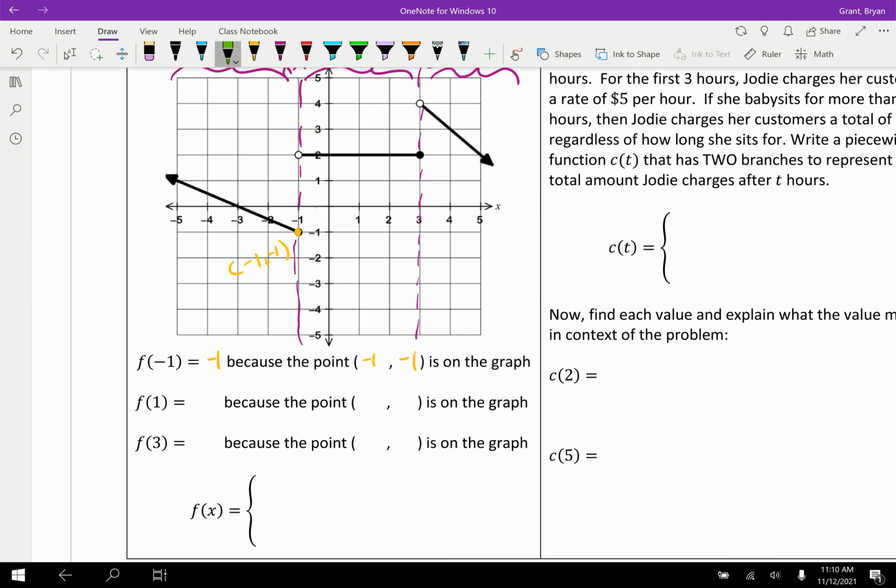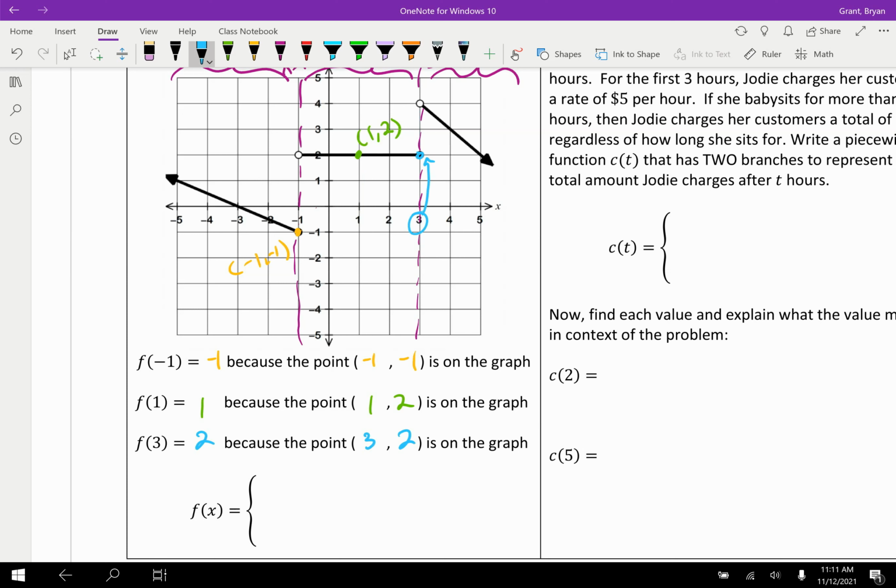What about f of 1? Well, here's 1 as the input. The output brings us up to the graph, and so this is the point 1, comma 2. And last but not least, what is f of 3? We'll do this one in blue. Here's 3. What brings us up to the graph? Oh, not that high, right? That wouldn't be good. We need to stop at the closed circle. There is f of 3, which is 2. That's the point 3, comma 2.